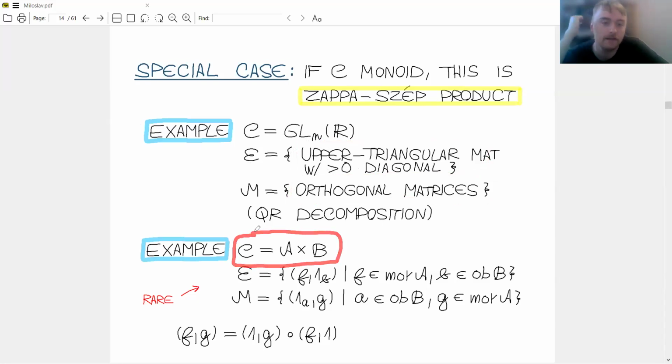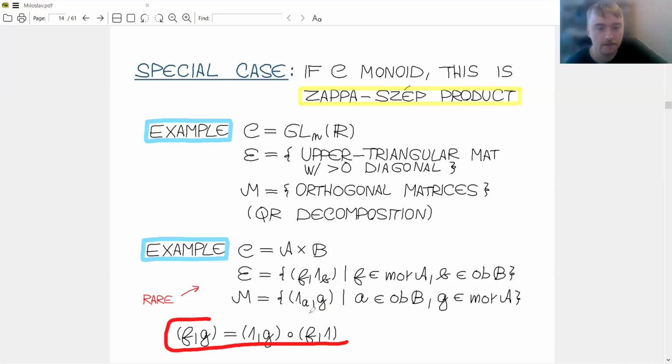Another example is the product of two categories. If you have categories A and B, the category C, which is their product, admits a strict factorization system where the first class consists of those morphisms in which the second part is the identity, and the second class is the other way around. This is a strict factorization system because clearly every tuple of morphisms factorizes like this. This one is a little rare because if you switch the order of E and M, it's still a strict factorization system. This, of course, doesn't happen in other examples.